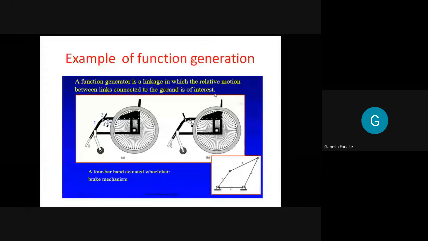Links fixed to the ground means the links which are fixed to the fixed link. Here the fourth link, or you can say the second link, is fixed to the ground, hence the motion of these two is of interest. An example is a 4-bar hand actuator wheelchair brake mechanism. In that case, we can see there are different links like 1, 2, 3, and 4. So we are interested in the motion of the links which are connected to the fixed link.